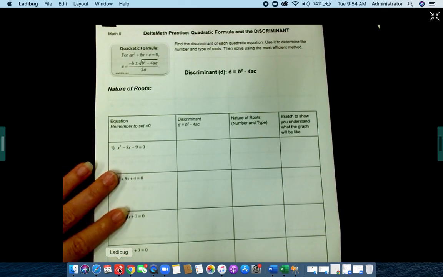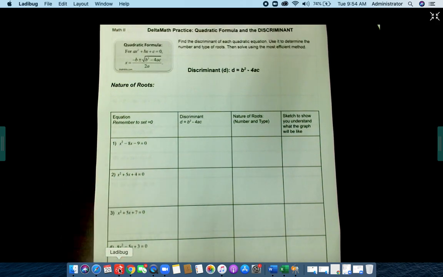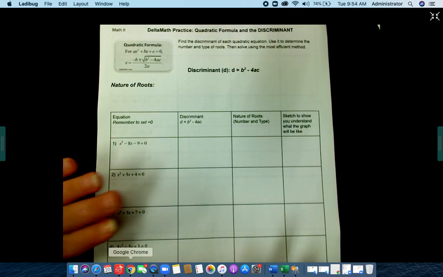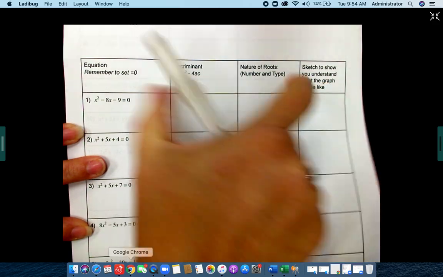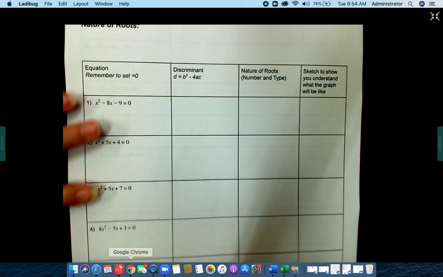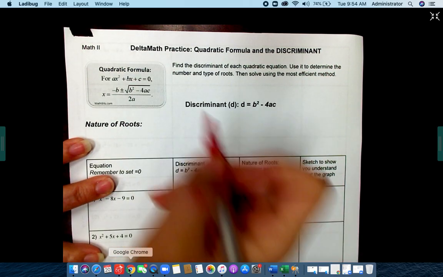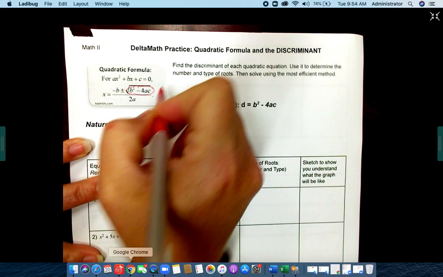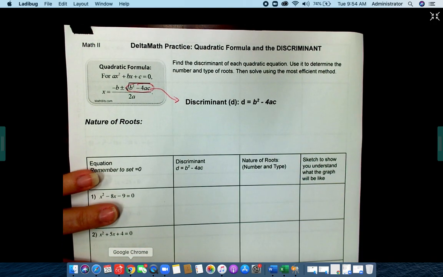All right, so now we're going to move on to the Delta Math assignment. So let's go. If you do not have the capability to print, each of these needs to go in your notebook. You can fill it in as we go on Delta Math, but I certainly would encourage you to write a table and have all of your answers in table format. So again, as a reference, I have the quadratic formula up here, but when we talk about the discriminant, we are only talking about this right here, the b squared minus 4ac.